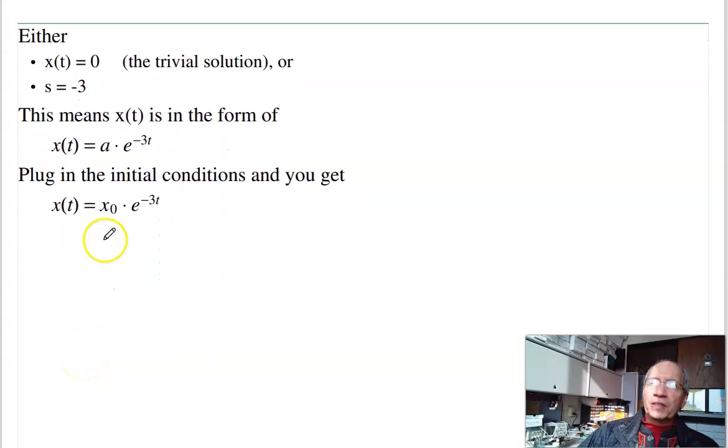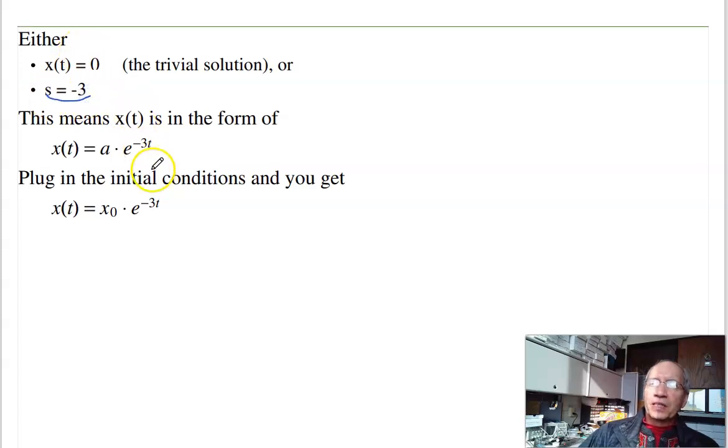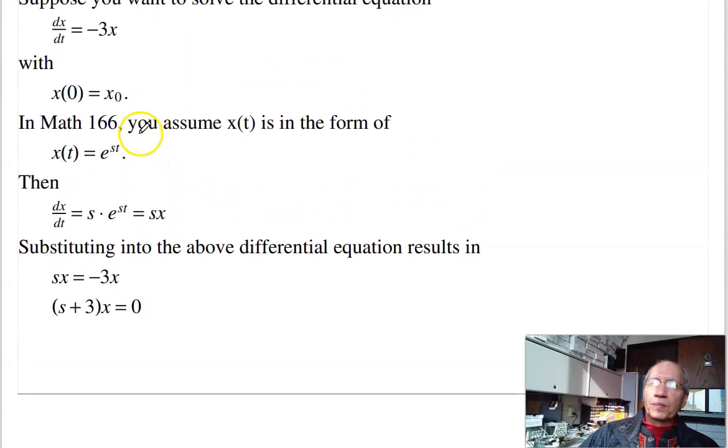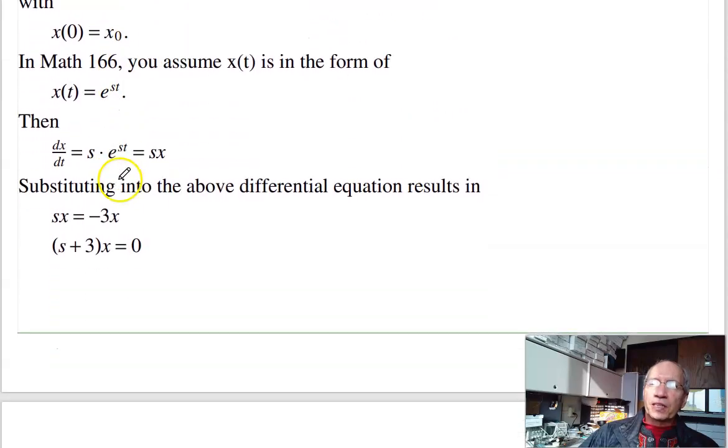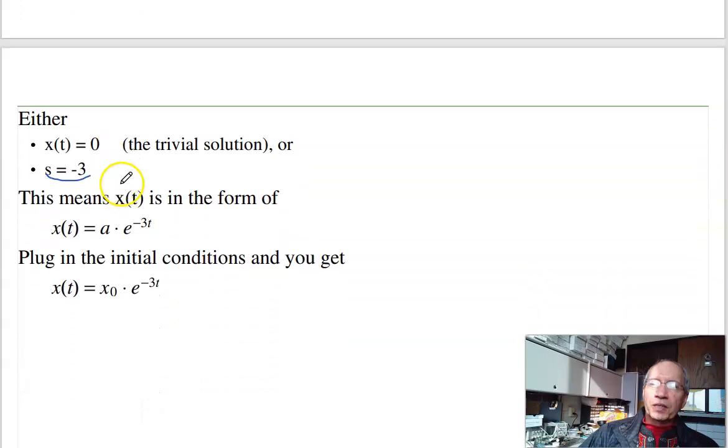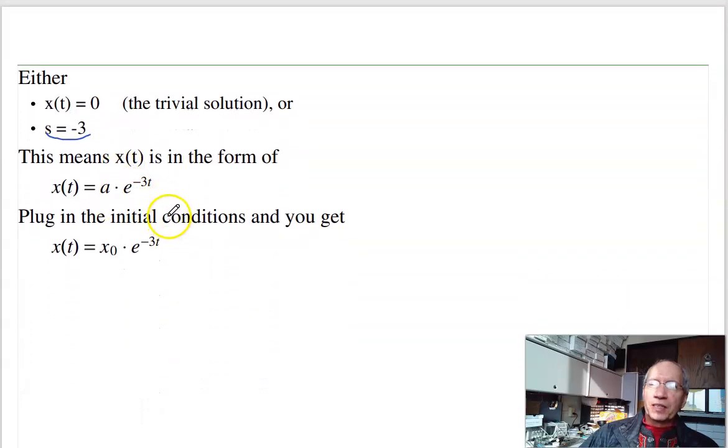That tells me that either x of t is 0, that's the trivial solution, or s is minus 3. This is actually the solution that you care about. That means that this differential equation, dx/dt is minus 3x, has a natural response of e to the minus 3t. If I plug in my initial condition at t equals 0, e to the 0 is 1, so that's my initial voltage. There's my voltage versus time. That's for a first-order differential equation.